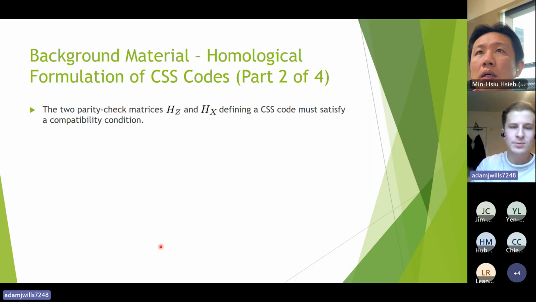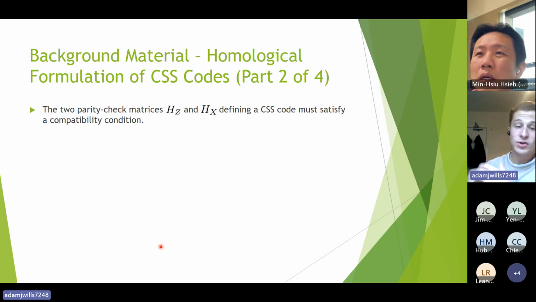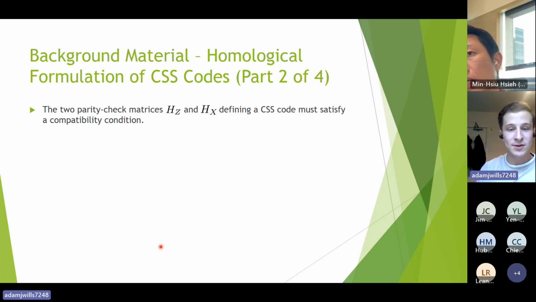So what are we going to do with this? Well, let's first ask ourselves, can we just write down any 2 parity check matrices, HZ and HX, and expect them to define a CSS code? And the answer is no, they must satisfy some sort of compatibility condition. And the reason for that is because in any stabilizer code, as I emphasized earlier, all stabilizers must commute.